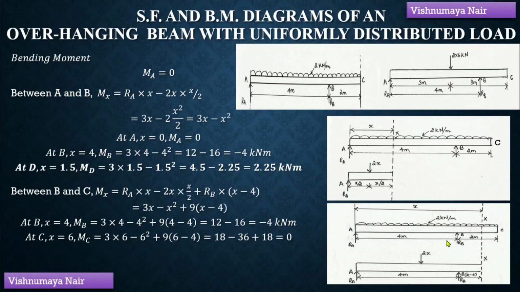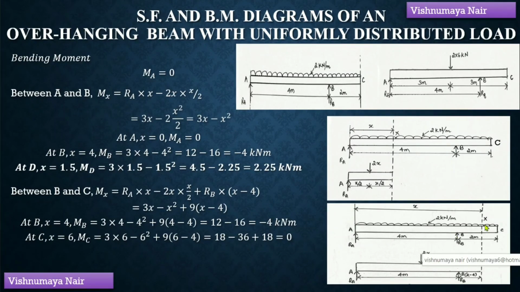Now, at this point B, we have x equal to 4. So, when x equal to 4, MB equal to 3 into 4 minus 4 square plus 9 into 4 minus 4, which is equal to 12 minus 16, which is equal to minus 4 kilonewton meter.